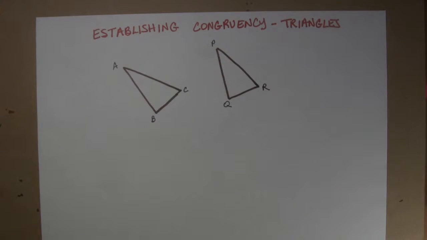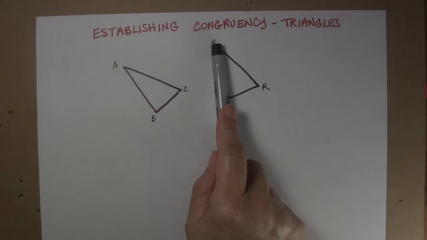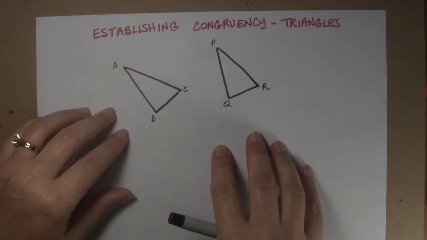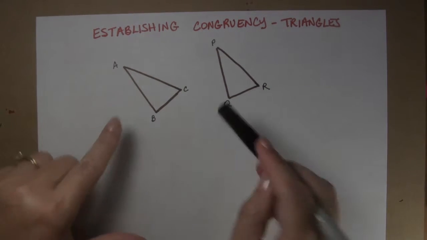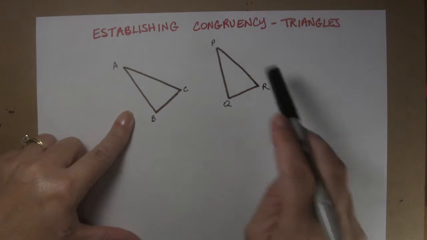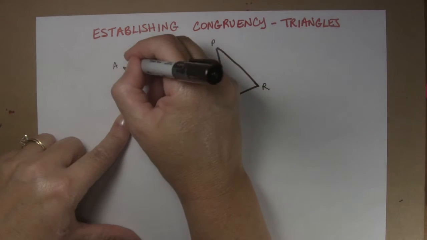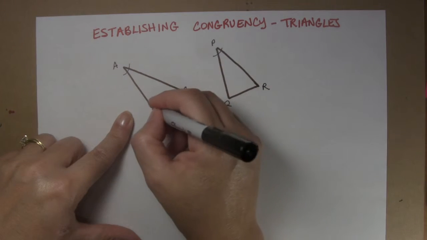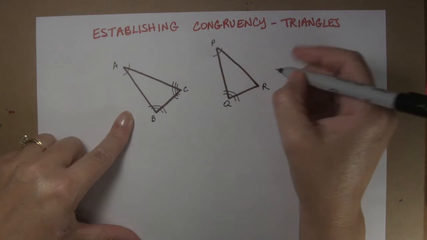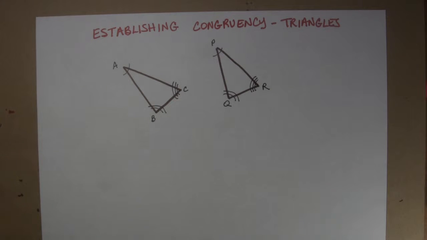Hello. We are going to talk for a few minutes about how we go about establishing the congruency between triangles. So we learned early on in chapter 3 that if you can prove that all three angles of triangle ABC are congruent to all three angles of triangle PQR, so A is congruent to P, B is congruent to Q, and C is congruent to R, you've taken a nice step towards congruency, but you need a little more.